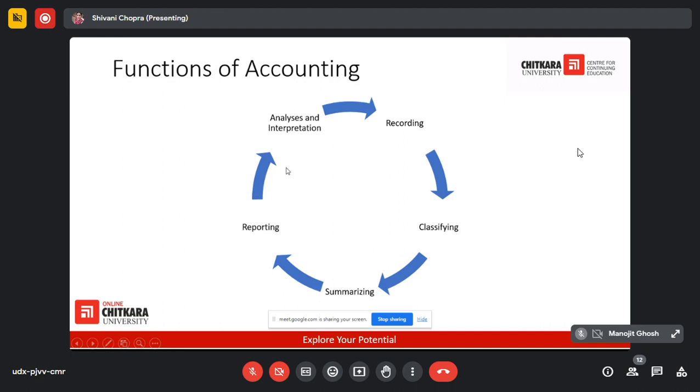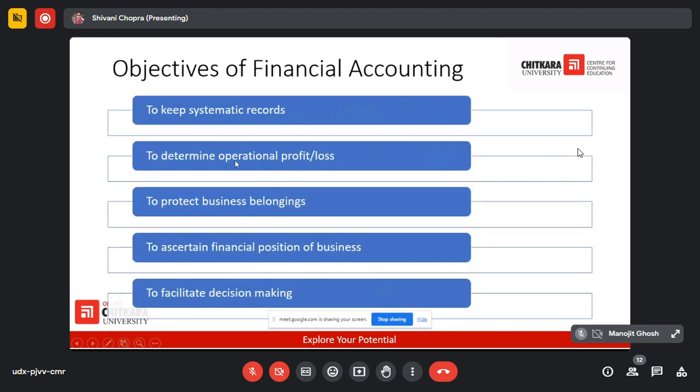The focus of financial accounting is to prepare final reports and present them for further interpretation. So, what are the main objectives of financial accounting? The main objectives are to keep systematic records, following all the rules and regulations of financial accounts, and to determine the operational profit and loss. This is the main objective, that we need to determine what is the profit or loss of the business, and to understand or to protect the business belongings.